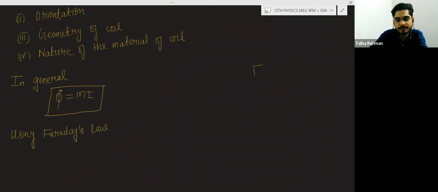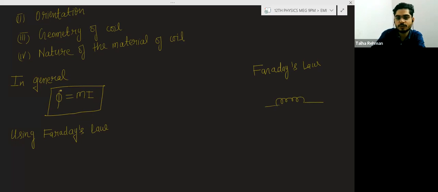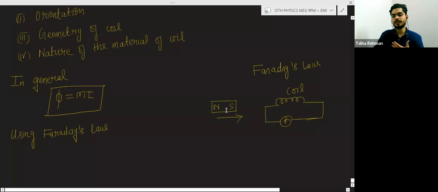See here, what is Faraday's law? Suppose you have a coil, and you have a magnet here. This is the coil and this is the magnet, and this magnet is moving in this direction, towards the coil. What will happen? Due to this magnet, there will be a magnetic field across the coil. This magnet will produce the magnetic field.